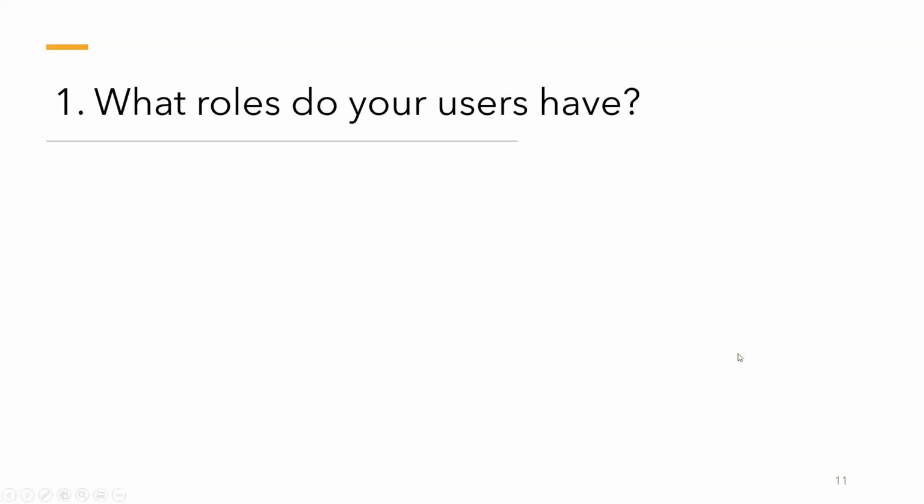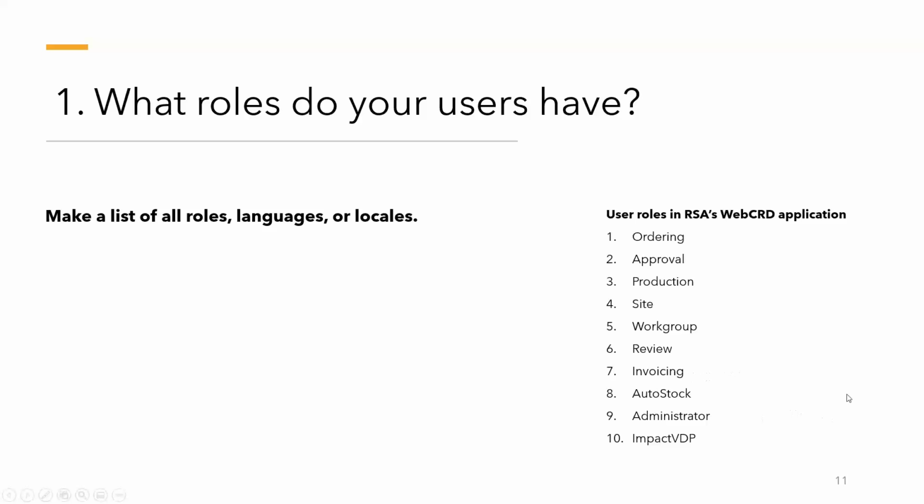So the first and most obvious thing to nail down is, what roles do your users have? And you're going to want to know, do you also need to provide language-based or locale-based help? So make a list of all roles, languages, and locales. For example, in RSA's WebCD application, there's actually 10 distinct user roles. The application is also configured to allow both language-based and locale-based help for each user role if needed.